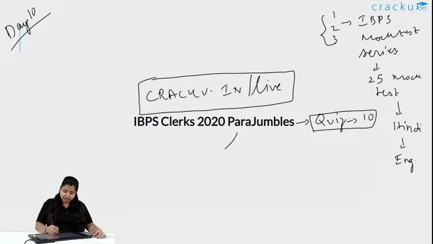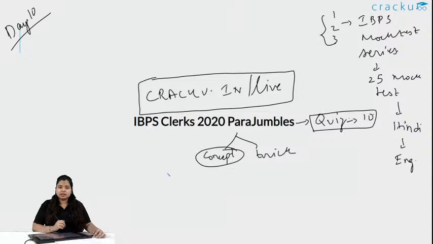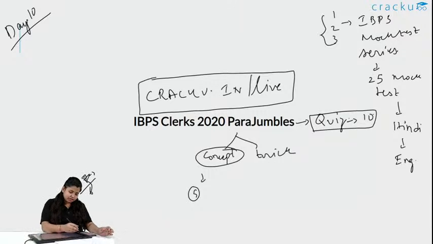Now let's see, we have said we will learn concept and tricks. So what is parajumble? We always get this in the examination. There are at least 5 questions. If there are a total of 8 shifts in the examination, then in 6 shifts we have a parajumble question. So it is indeed very important.